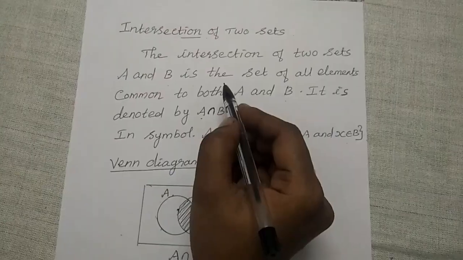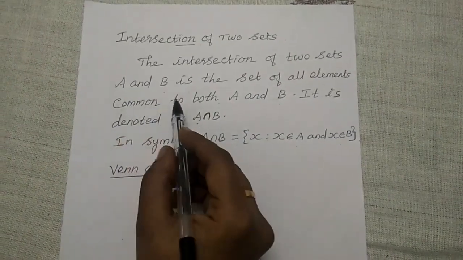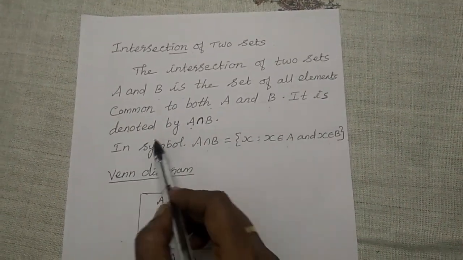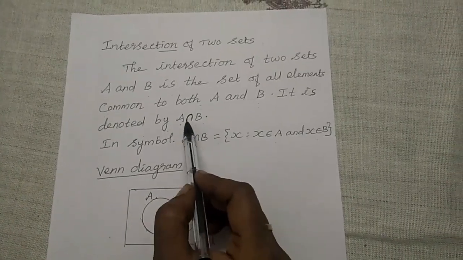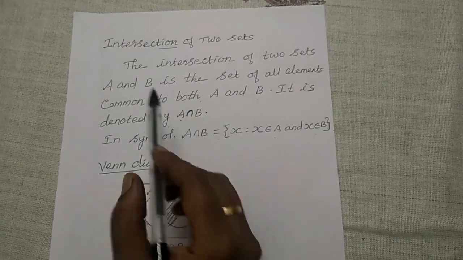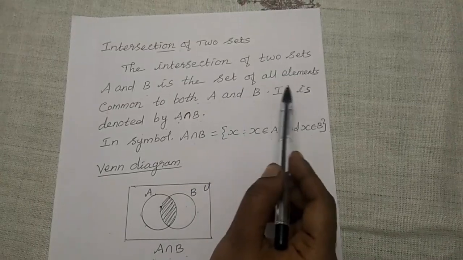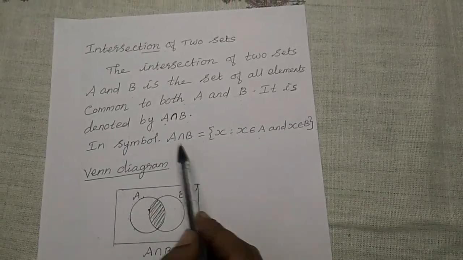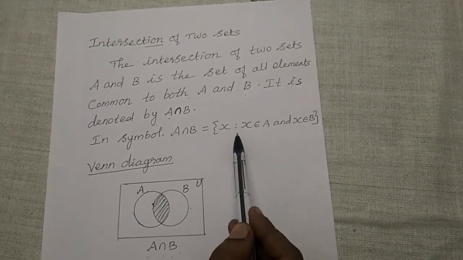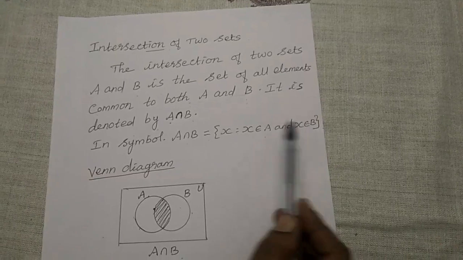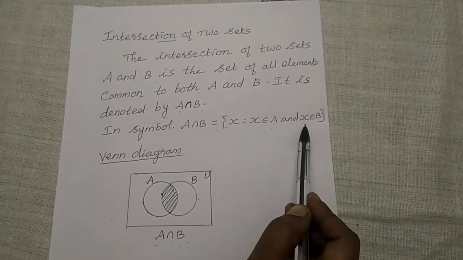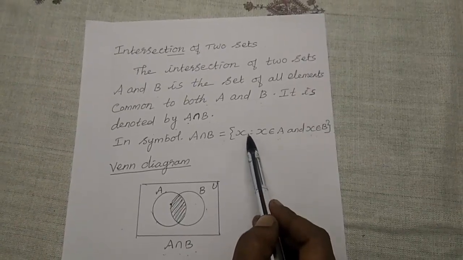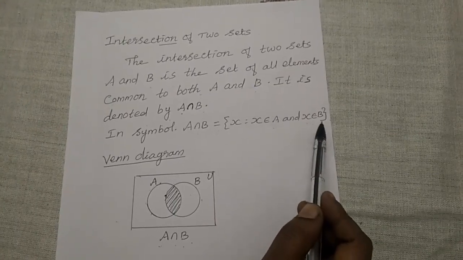Intersection of two sets. The intersection of two sets A and B is the set of all elements common to both A and B. It is denoted by A intersection B. In symbols, A intersection B is equal to the set of X such that X belongs to A and X belongs to B. Both conditions must hold.